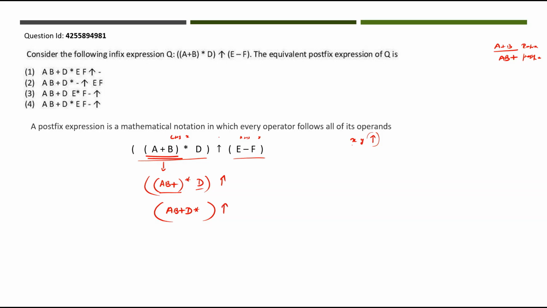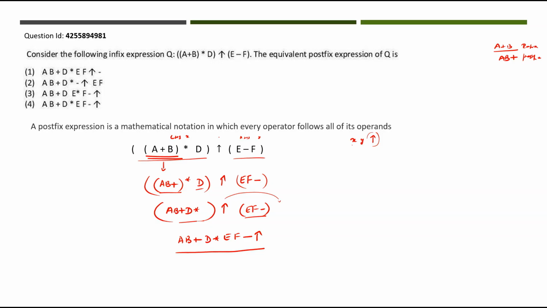What about E minus F? E minus F can be taken as EF minus. So this will be the right side operand. Now this operand together will be taken and then the operator will come outside. So A, B plus D star, we have EF minus, then the operator. This will be the postfix expression of the given infix expression.